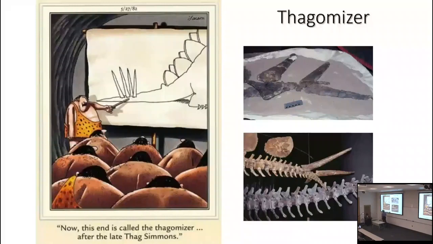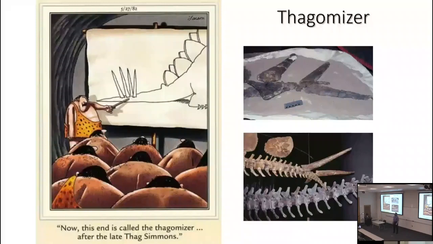But the fact that we have a pair of laterally oriented spikes suggests something that might be useful as a name. Now, in the newspaper cartoon The Far Side, back in 1982, there was a cartoon where we had a caveman giving a military debriefing or something and saying, now this end is called the Thagomizer, named after the late Thag Simmons. And that was kind of funny.